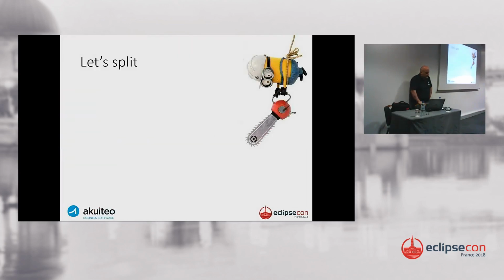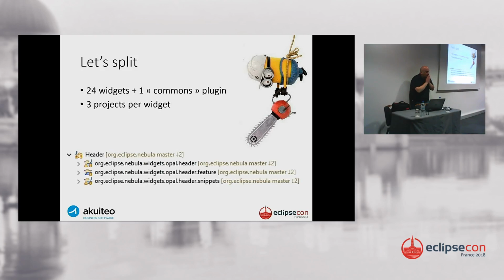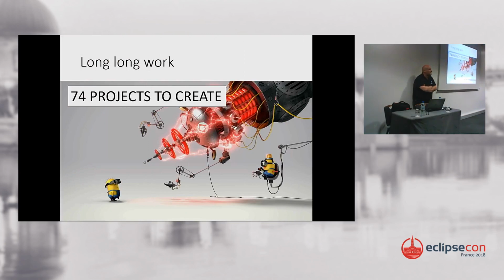I imported the Nebula project into my workspace, and I had to merge 24 widgets plus one common plugin, which contains the common utilities. Inside Nebula, we have 3 projects per widget: one for the widget, one for snippets, and one for the feature. 24 multiplied by 3, I had to create 74 projects. When you discover that, you say, whew, it will take a long time.